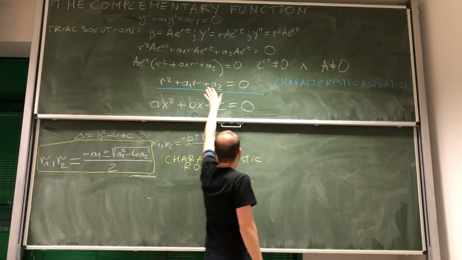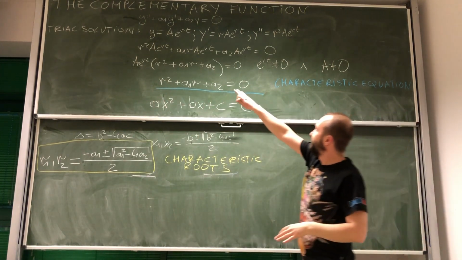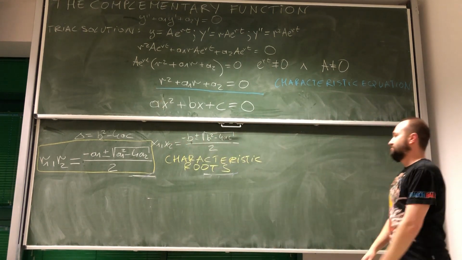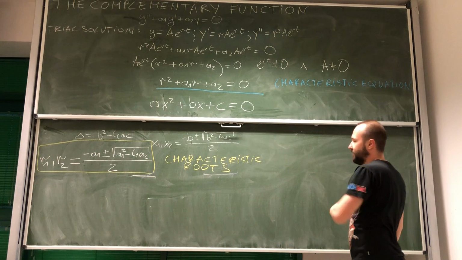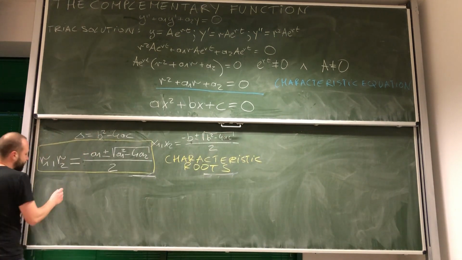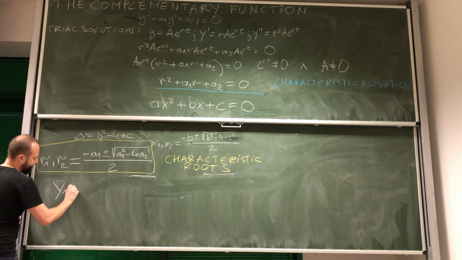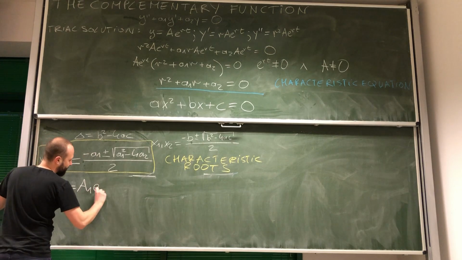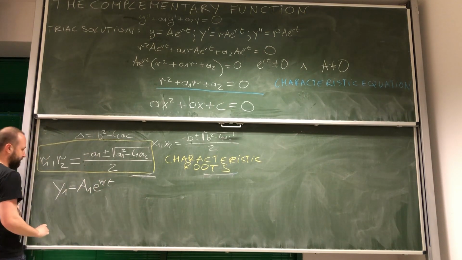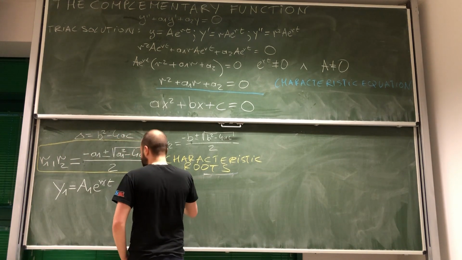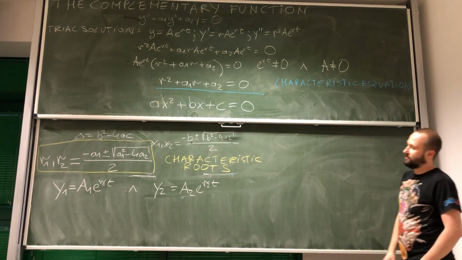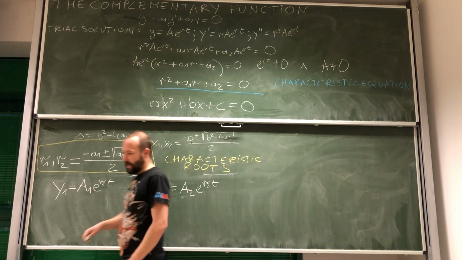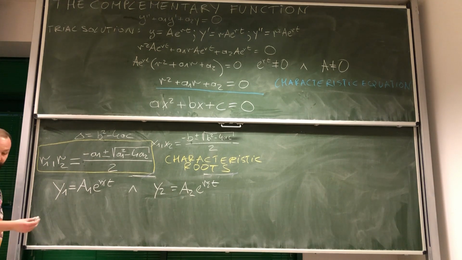We got this characteristic equation for this trial solution, and let's imagine that we actually calculated R1 and R2. This actually gives us two solutions: y1 equal to A1 times e to the power R1t, and y2 equal to A2 e to the power R2t. Those two outcomes are the functions we were looking for, right?